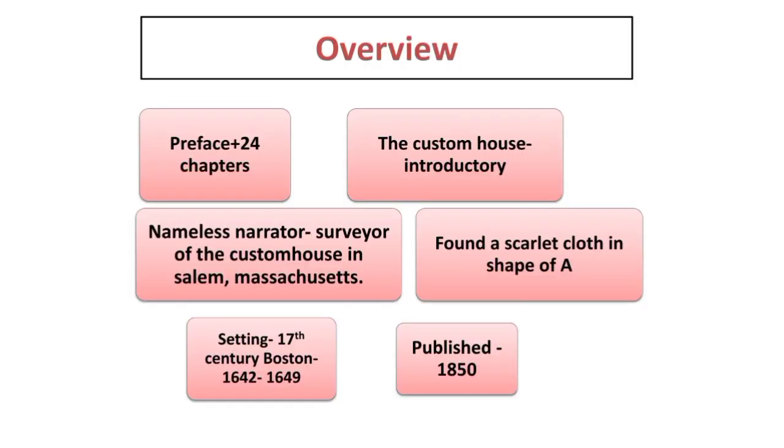Now let's look at the novel The Scarlet Letter. It was published in the year 1850. In this book, we have a preface and 24 chapters.